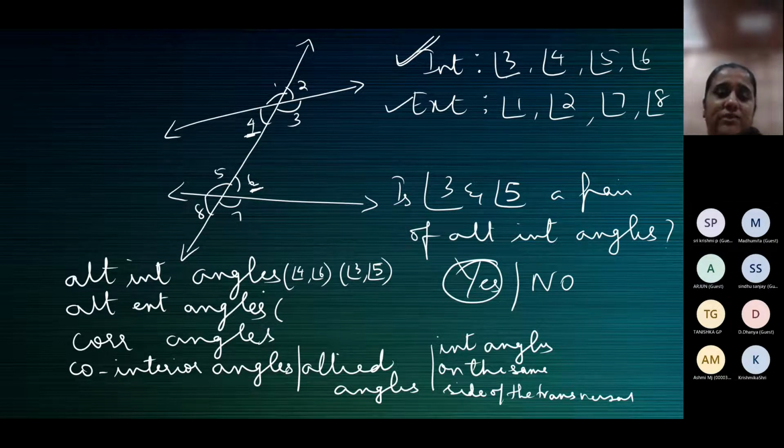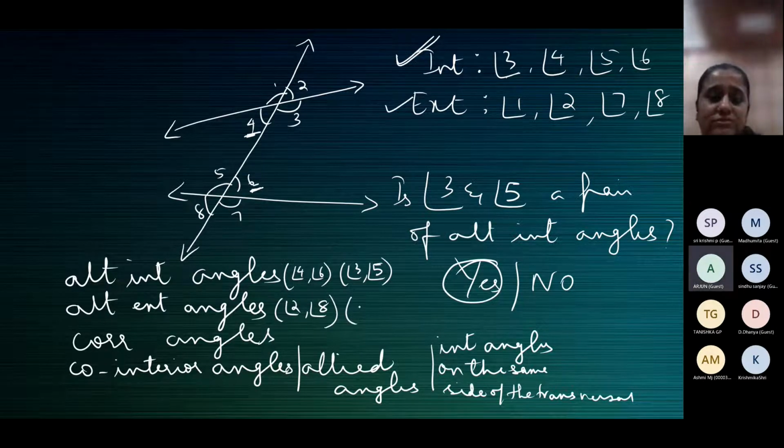Yes, children, tell me. Ma'am, angle 2 and angle 8. Angle 2 and 8. Where is 2? Very good. Angle 2 and angle 8. And one more pair, Arjun. Angle 1 and angle 7. Perfect. Very good. So these form a pair. These are the two pairs of alternate exterior angles.